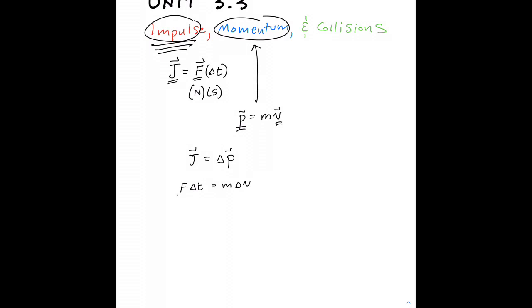There's something interesting you might see here. If we divide both sides of the equation by delta t, then we get a statement that says force is equal to mass times delta v over delta t. But you recognize this quantity, delta v over delta t, is acceleration. So in a way, we're just restating force equals mass times acceleration.